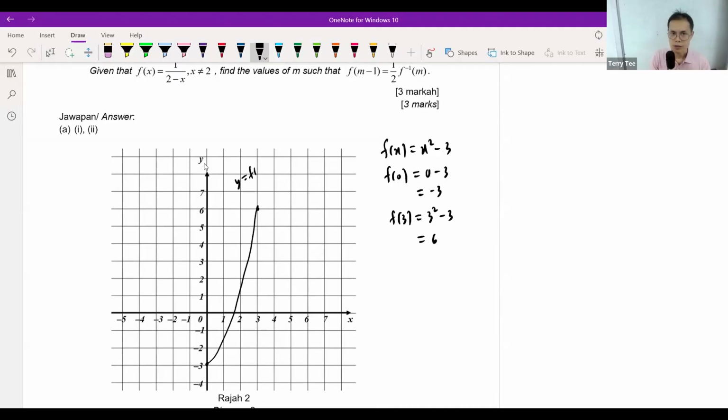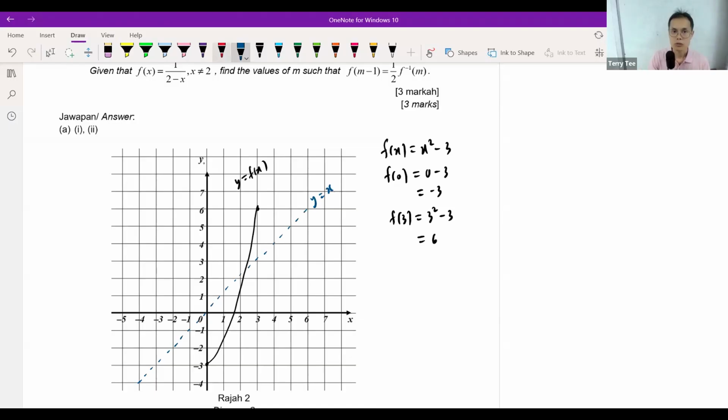Now next we're going to draw the line of reflection because this is the graph of y equals f(x). The moment you reflect in the line y equals x, you get your f inverse. So for your line of reflection, I'm going to use a different color, easier to see. Normally we use a dotted line. y equals x looks like this.